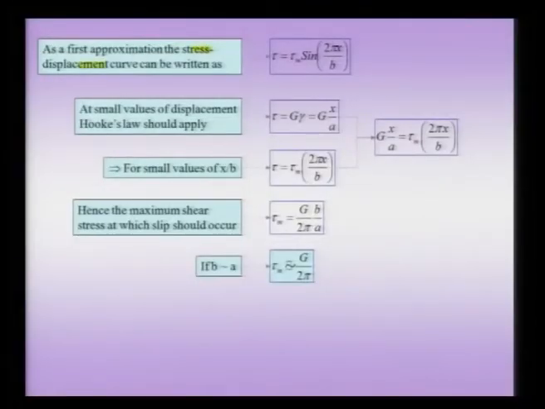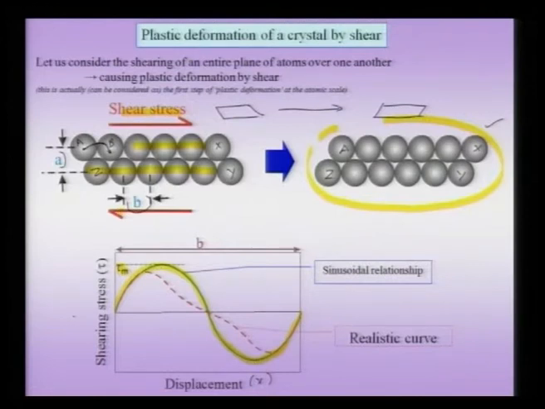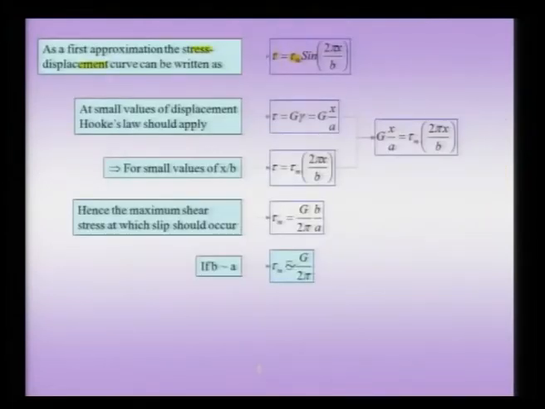So, assuming a sinusoidal relationship in the stress displacement, and of course I am talking about the shear stress displacement relationship, then as a first approximation I can write the stress displacement curve as a sinusoidal function. That means tau, the shear stress I need to apply, is tau m sine of 2 pi x by b, where b, as I pointed out, is the distance between the atoms along the direction of shear, and x is the displacement. So, I can write tau as tau m sine 2 pi x by b. At small values of displacement, I can assume that Hooke's law applies, and I can write tau as G gamma, gamma being the shear strain.